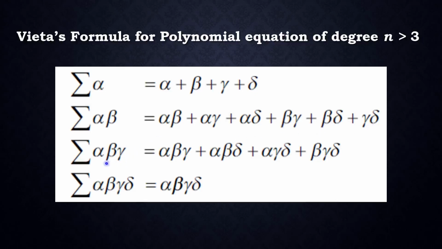The next one is summation alpha beta gamma, that is the sum of the product of three roots: alpha beta gamma plus alpha beta delta plus alpha gamma delta plus beta gamma delta. The last one is summation alpha beta gamma delta, that is the product of the roots, alpha beta gamma delta. This is for the polynomial equation of degree 4. Okay.